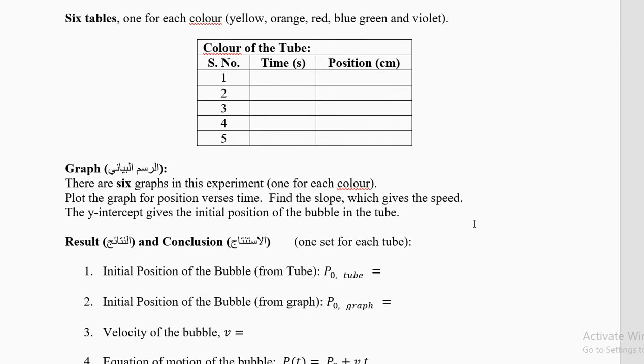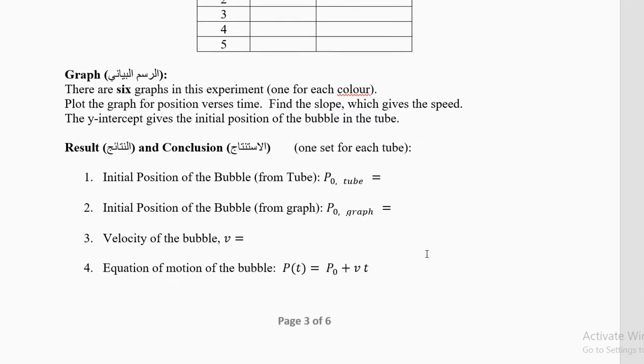The y-intercept will give you the initial position p0 and the slope will give you the speed, because the slope in this graph is delta p over delta t, position over time. In your calculus you'll write dp over dt, and that is the velocity or the speed in this case.